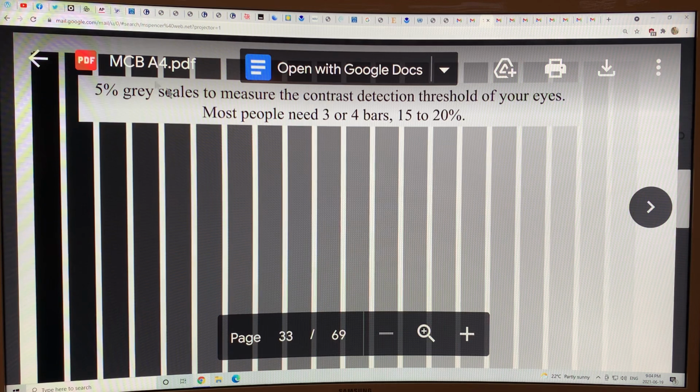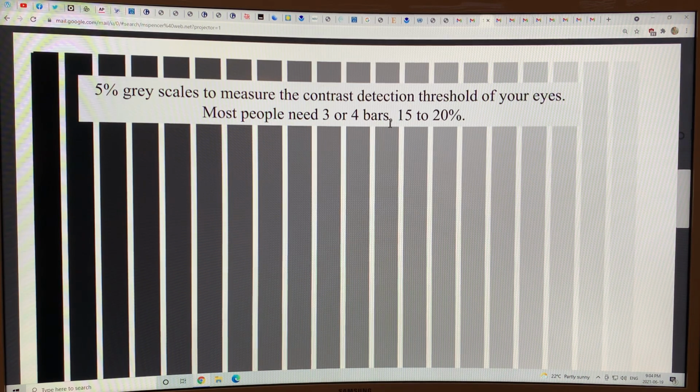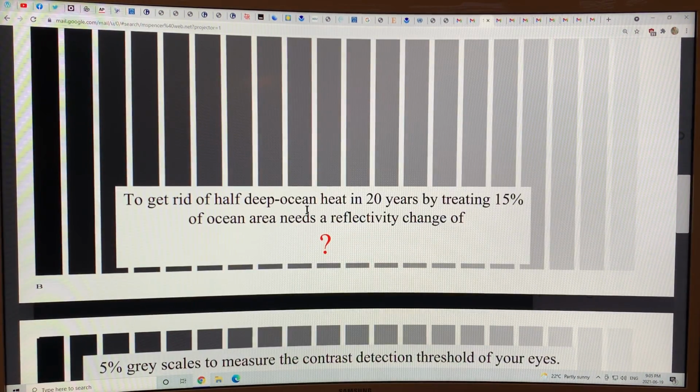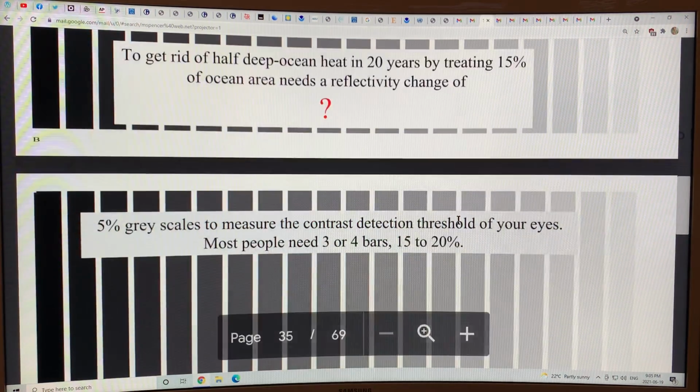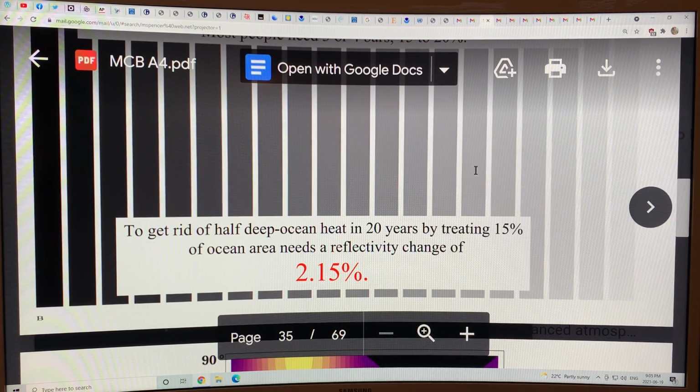So this is 5% grayscales. This is 5% reflectivity, if you like, albedo, 10%, 15, 20, all the way up to 100% albedo. Now, if you isolate and look just at two bars, it's very hard to see the difference between them. Maybe you need 3 bars or 4 bars, where 3 bars would be 15% difference, 4 bars would be 20% difference. So to get rid of half the deep ocean heat in 20 years, by treating 15% of the ocean area, that needs a reflectivity change of, take a guess, 2.15%. So you don't notice any difference in the brightness of the sky over the ocean in general. The effect is so small. You need about 15 to 20% change for it to be detectable by the eye.